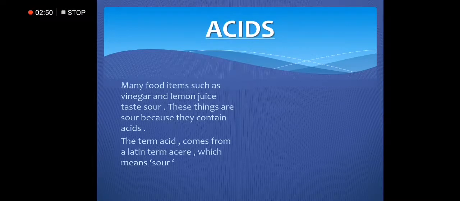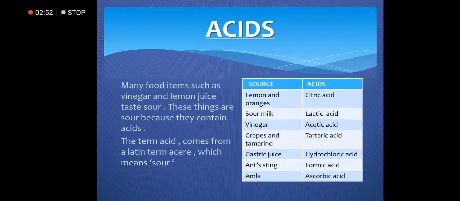Let us discuss first acids in detail. Many food items such as vinegar and lemon juice taste sour. These things are sour because they contain acids. The term acid comes from a Latin term, acere, which means sour. Different kinds of substances, as we just discussed, have different kinds of acids present in them.